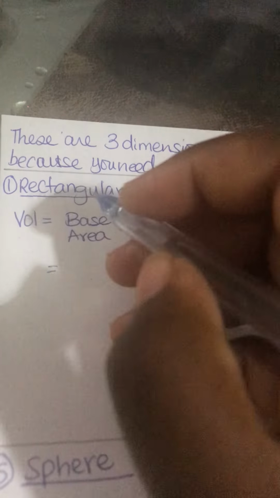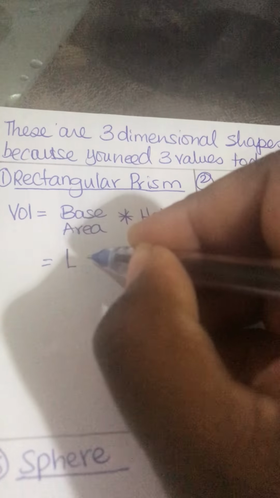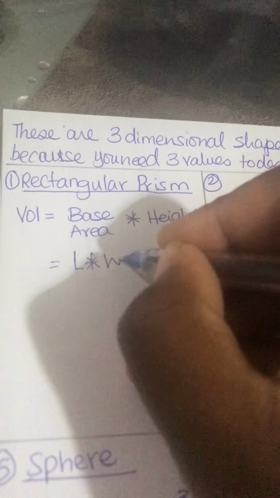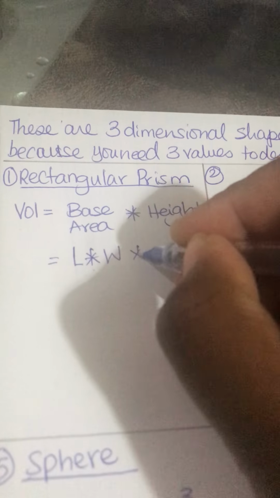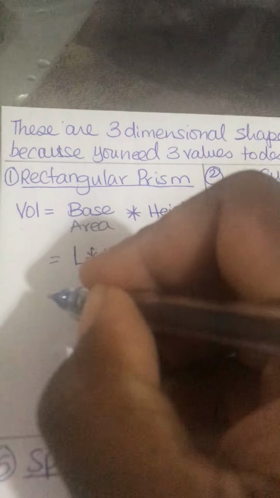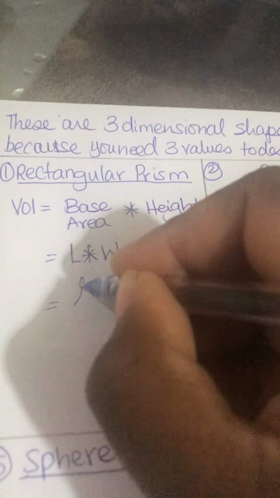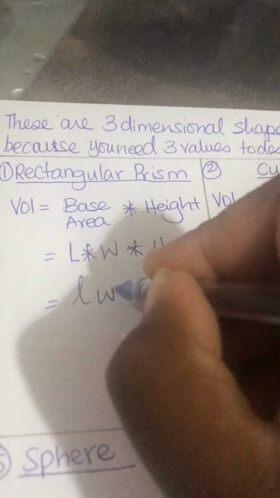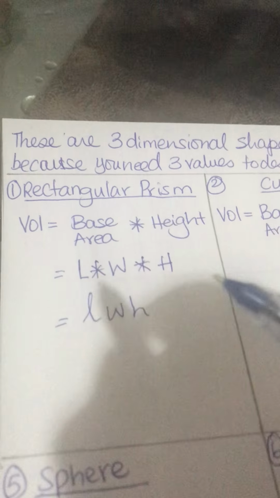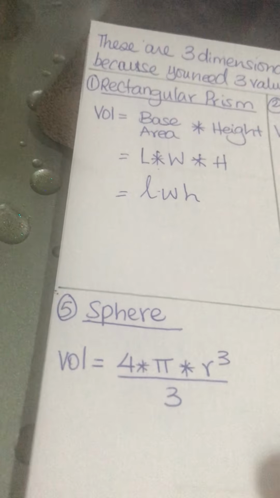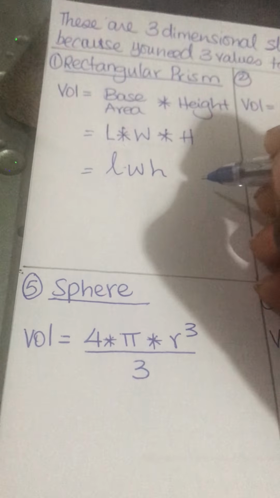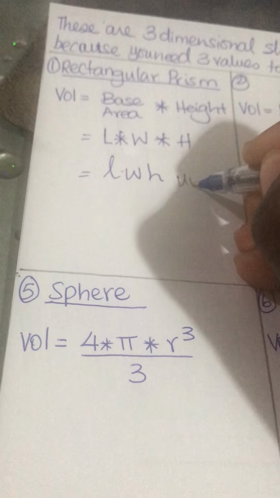So how do I find area of a rectangle? I do length times width. Now, since I want to find volume, I will add the height. So sometimes it will be written as length, width, and height. And if you don't see the sign in between, you know you're multiplying. And remember, your units will be units cubed.